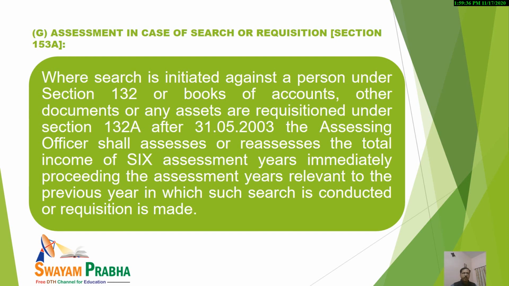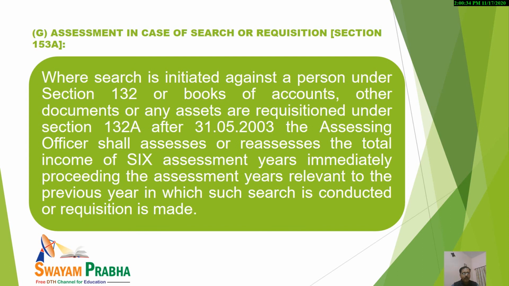Now, the last category, that is assessment in case of search or requisition. Section 153A of the Income Tax Act 1961 deals with that. My dear students, kindly note that we have already studied the provisions relating to search, seizure, and survey. We have already discussed these provisions in detail. Some search was initiated against some person, or some requisition was there. I think you are well aware that section 132 deals with that, and section 132A deals with requisition. In that case, what is there?